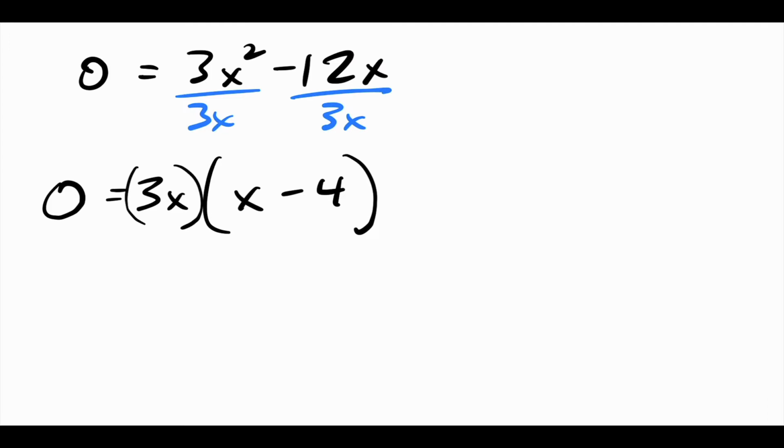Exactly. It was multiplication, right? And the rules for multiplication say if I multiply 2 things and the answer is 0, one of them has to be 0 or both. Well, I don't know which one. So I set both of them equal to 0.